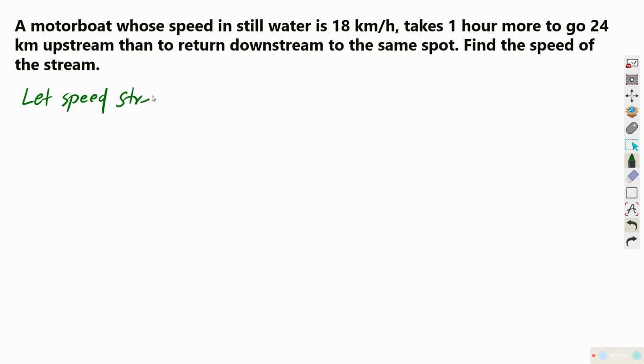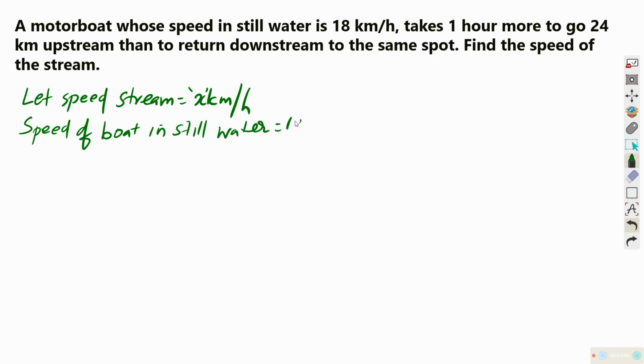The speed of the stream is asked. We'll consider it as x km per hour. Speed in still water is 18 km per hour. That means when the water is still, the boat is moving with a speed of 18 km per hour. But the speed of the boat in upstream is less because of the speed of the stream, which we have to calculate.